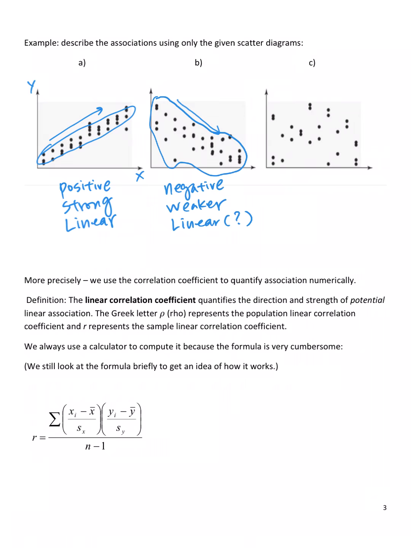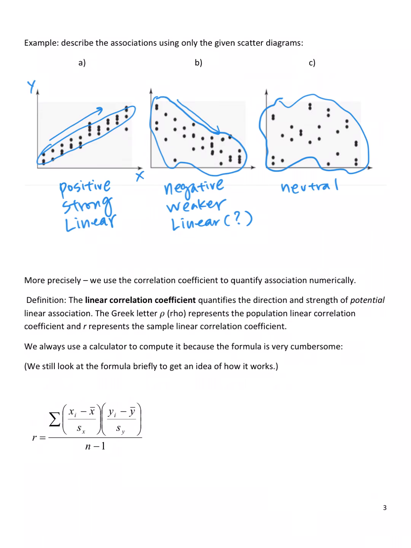Now for C, there is just no pattern at all. The dots are pretty much all over the place. So in this case, we would simply say that there is a neutral association. There does not seem to be a clear direction or shape at all.